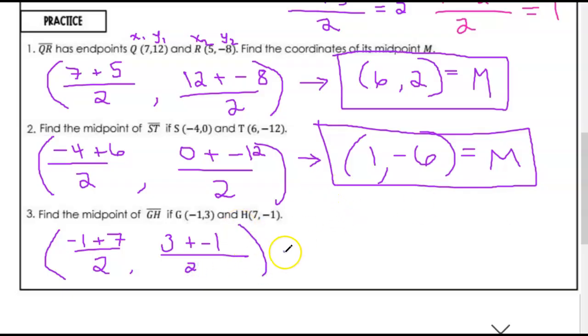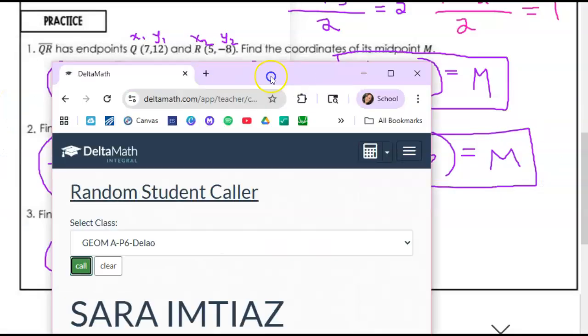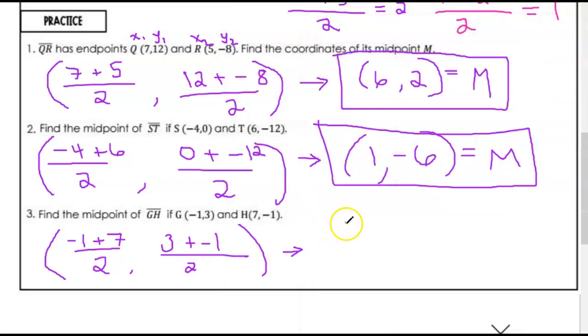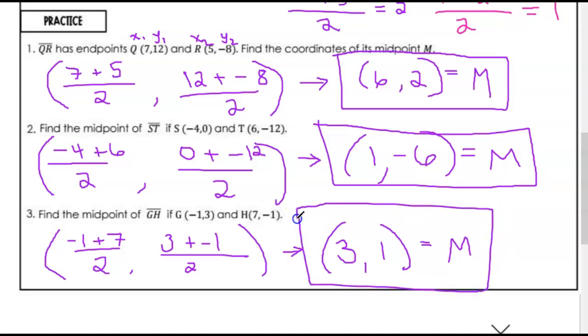Can you give me the X value? 3, good, thank you. And 1, thank you. Good job. All right, everybody got 3, 1? Yes, 6th period? Good job.